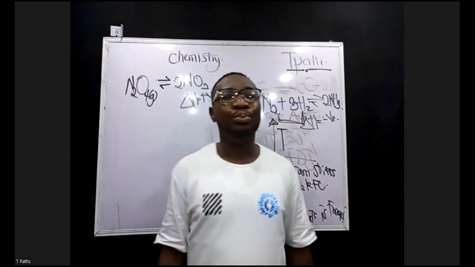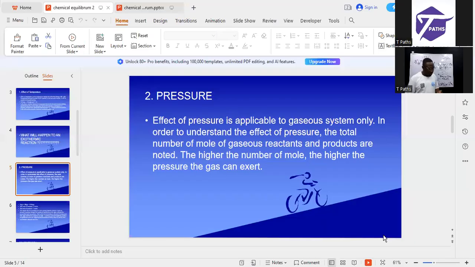Next one is pressure. How does pressure affect the system? First of all, we need to know something very, very well. For pressure to have an effect on chemical equilibrium, the system must be in gaseous state. If the system is not in gaseous state, there will be no effect of pressure. Ladies and gentlemen, please know that. So the system must be in gaseous state.